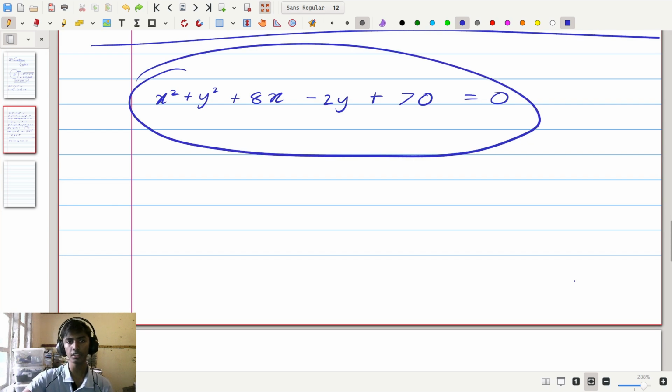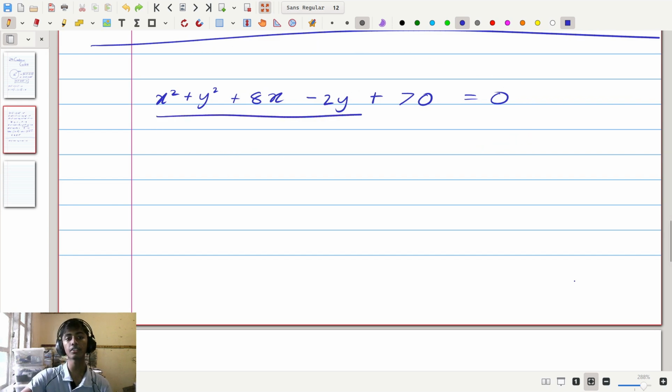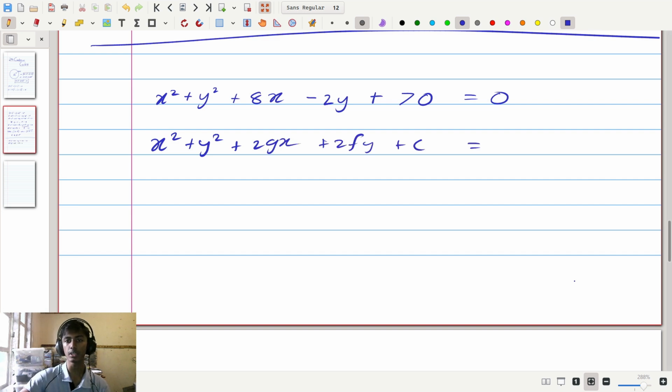Let's take a look at this equation of a circle right here. This circle is actually bogus. It does not exist within real numbers, and what we're going to do is show that it actually does not exist within the real numbers. To start off, let's compare it with the normal general formula for a circle, which is going to be x squared plus y squared plus 2gx plus 2fy plus c equals 0.